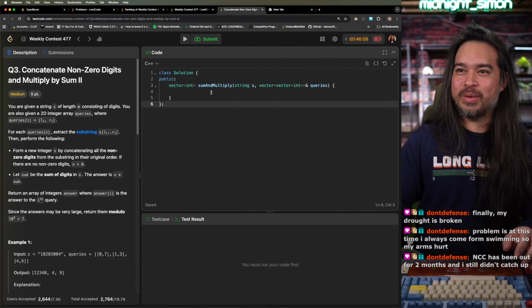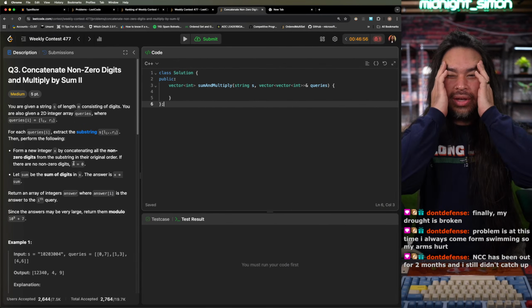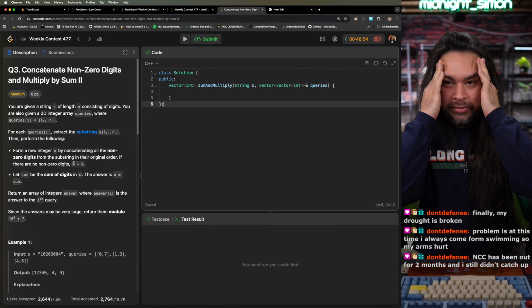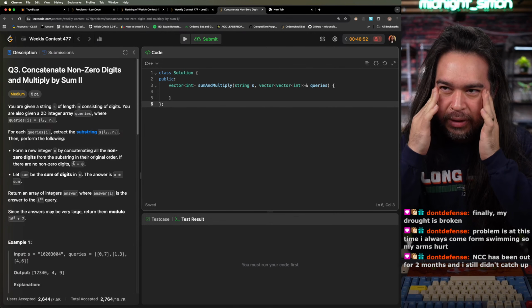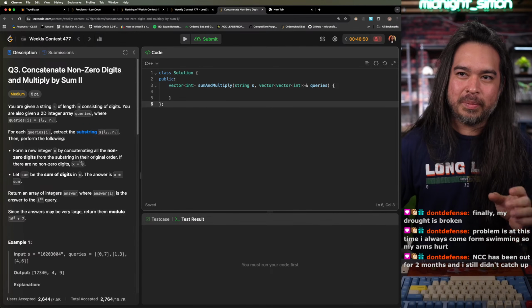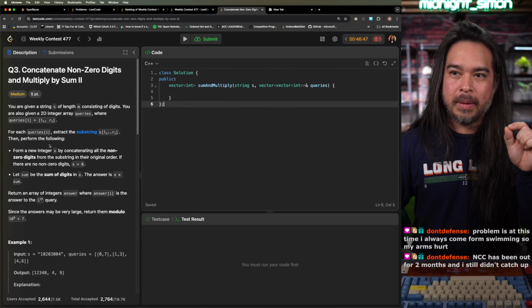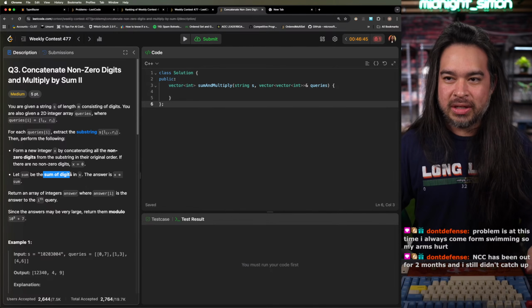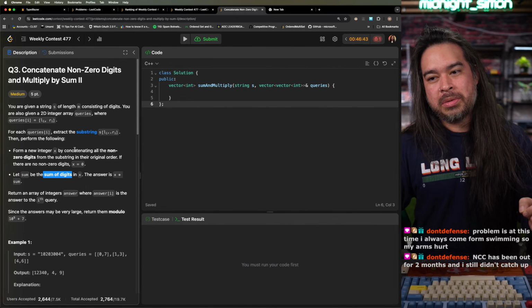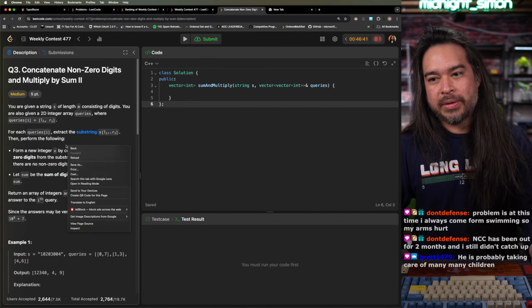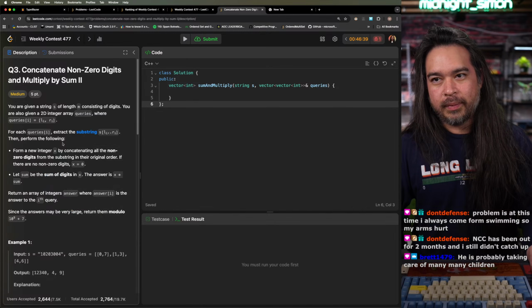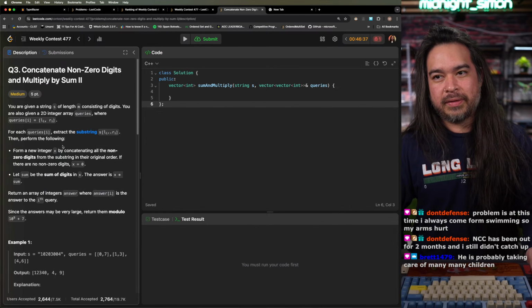Alright, back to this Q3 that I'm trying to think of. So I've realized that we can use prefix sums for the sum of the digits. But how do we figure out the other stuff?